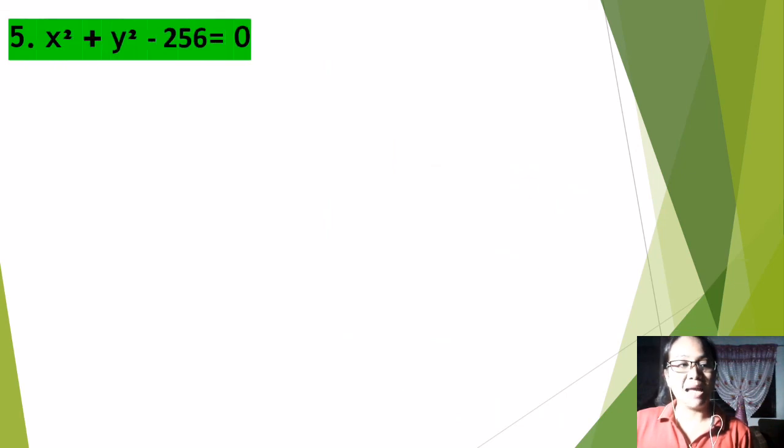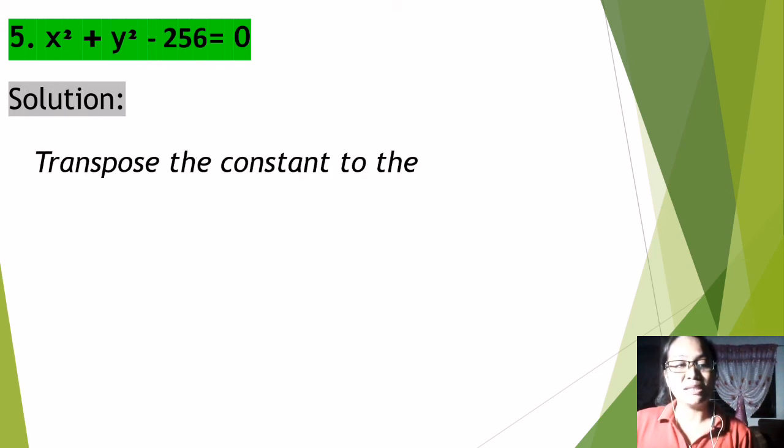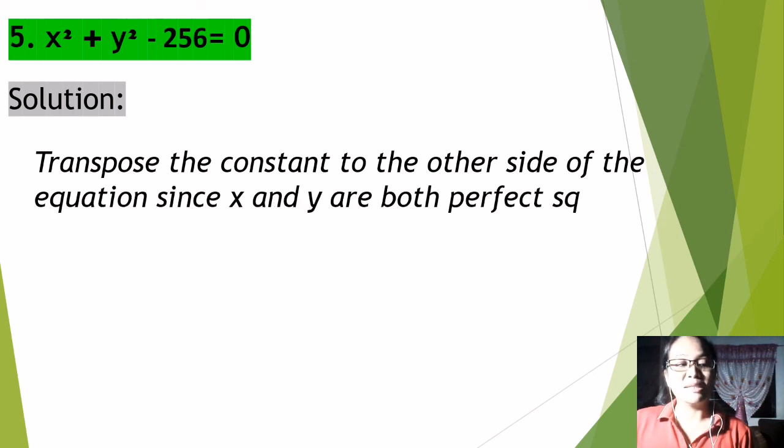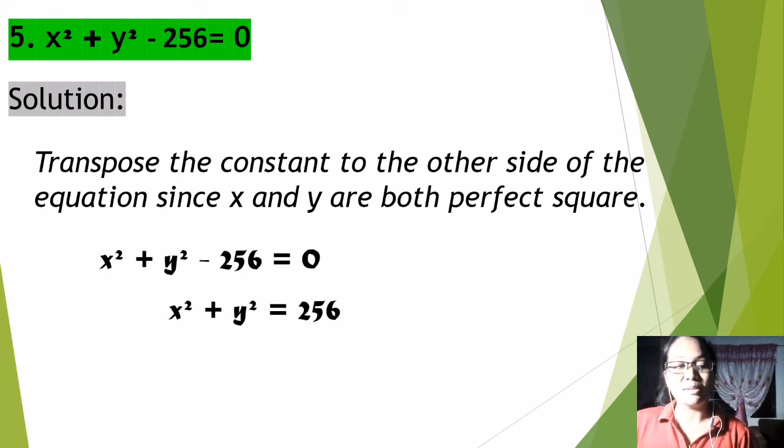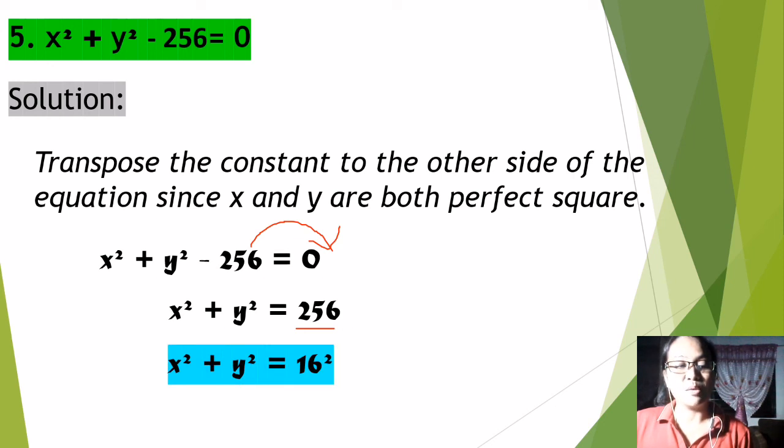So for number 5, x squared plus y squared minus 256. So for our solution, simply transpose the constant to the other side of the equation since x and y are both perfect squares. So copy the given and then transpose negative 256 over equal sign, magiging positive 256. And 256 can be written in exponential form since it is a perfect square. So we have now x squared plus y squared is equal to 16 squared.